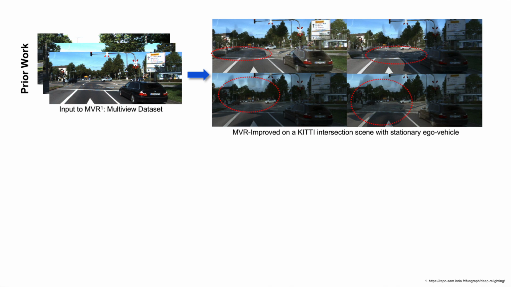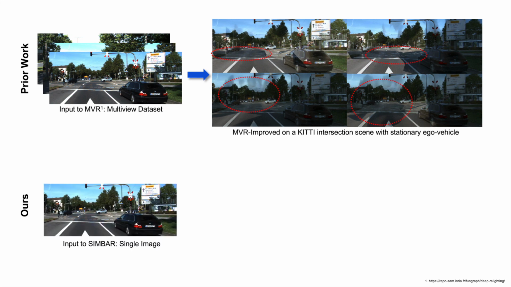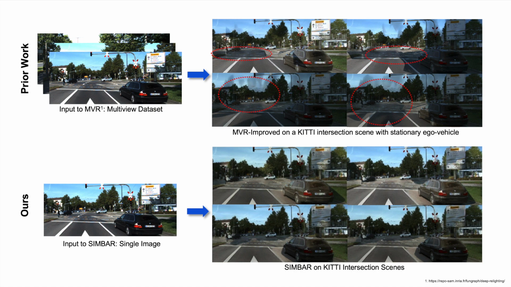We compare our results with the prior multi-view scene relighting baseline, MVR. MVR requires multiple viewpoints of a scene, leveraging structure from motion and multi-view stereo. Such an approach fails on video sequences captured by a stationary ego vehicle, resulting in hallucinated shadows in the relit frames, highlighted in red. In contrast, our method SIMBAR, with much fewer constraints on input data, provides significantly more realistic and geometrically consistent relighting results.